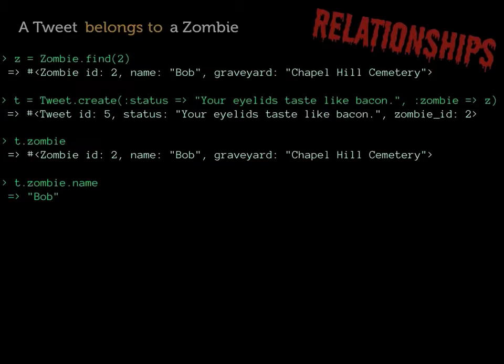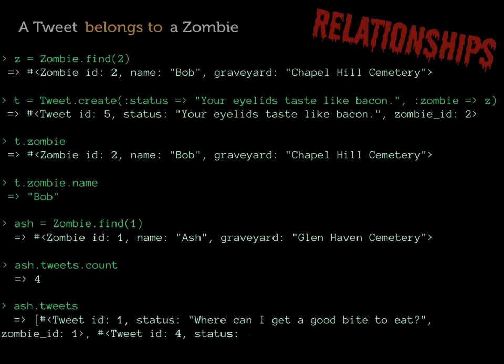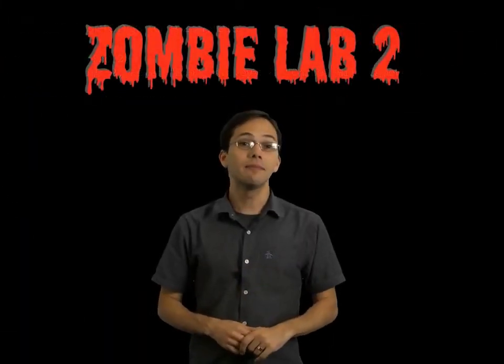To explore the other side of the relationship, we can go and get a specific zombie. We can count the number of tweets on that zombie, and if we just call ash.tweets, we get back an array with all of the tweets that zombie has done. Now it's time to get back into the code with Zombie Lab number 2.